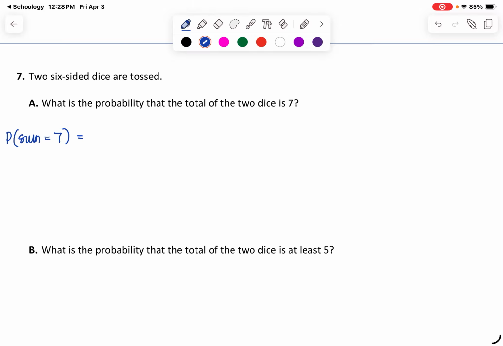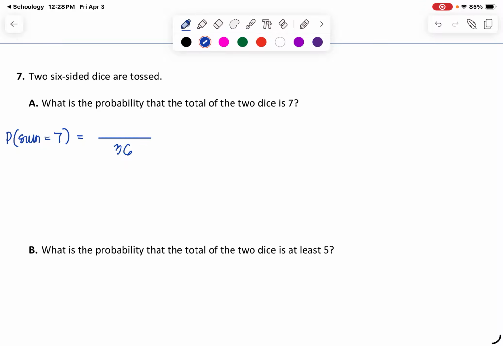All right. So when you toss 2 6-sided dice, there are 36 outcomes, right? Because there's 6 times 6, or 6 choose 1 times 6 choose 1, so 36. So I'm going to put 36 in the denominator, okay?